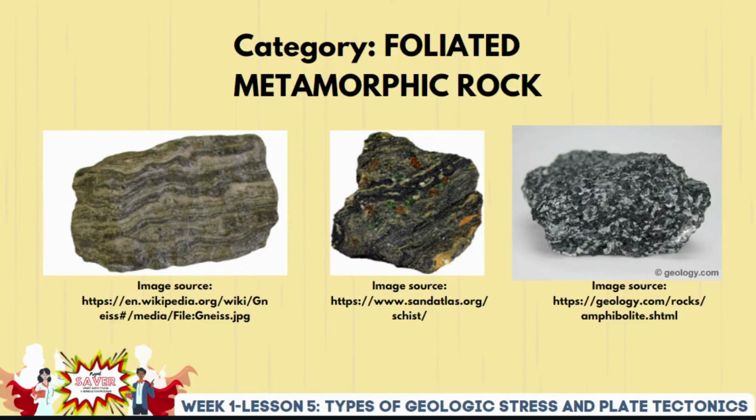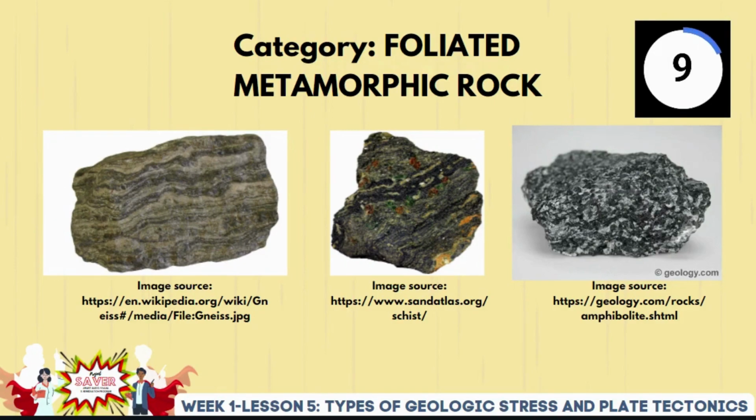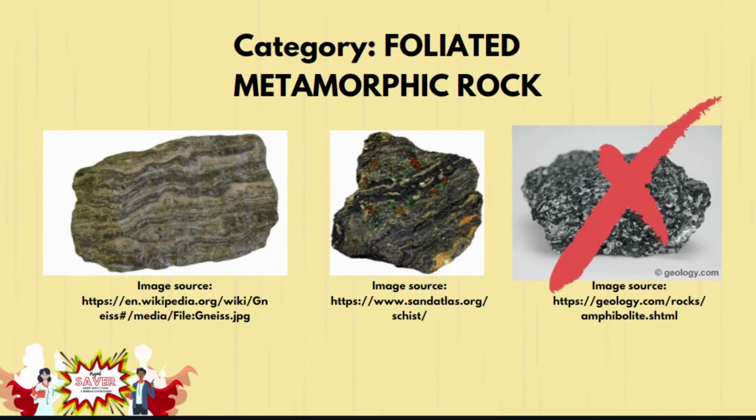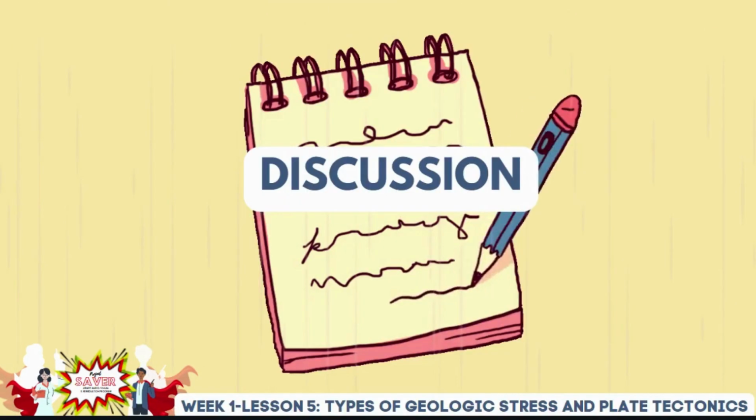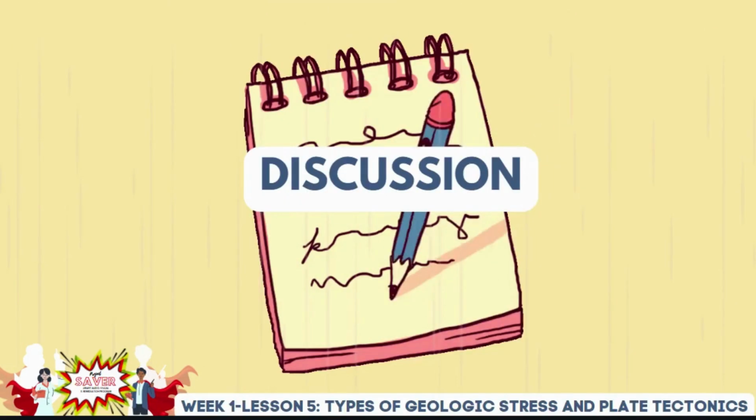Next category is foliated metamorphic rock. Which one is the odd one? The odd one out is the third picture. Now let's go to our discussion.